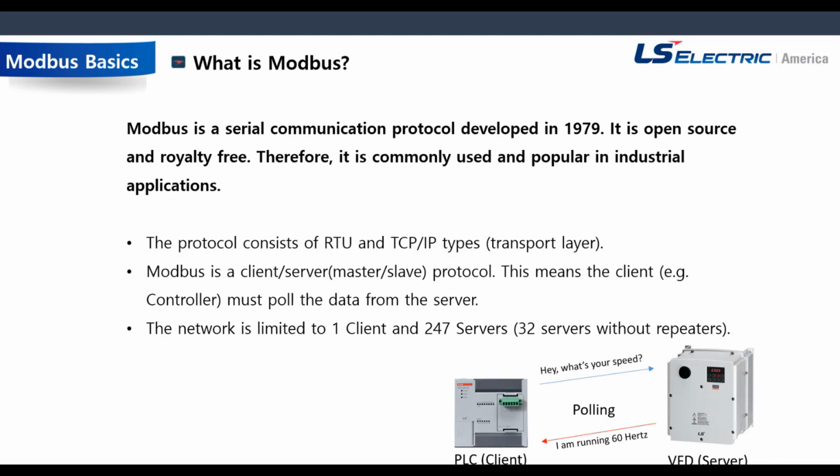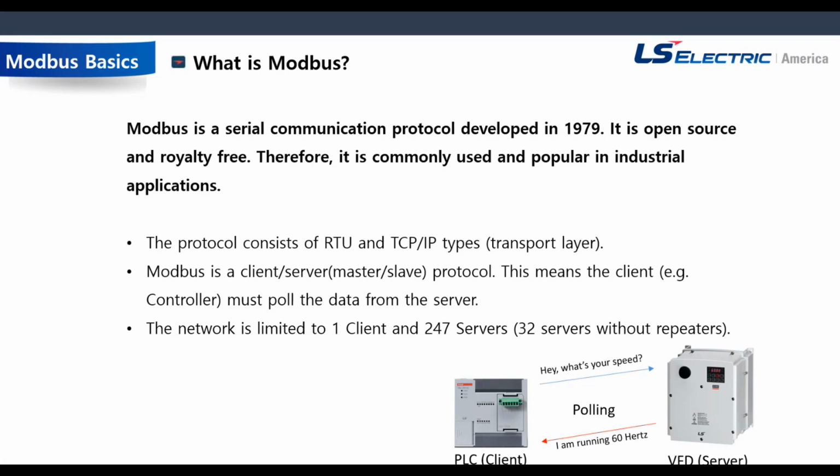Additionally, some things to note, the network is limited to one client. So that's one master. And then you could have up to 247 servers, so 247 slave devices, but you're actually only limited to 32 servers if you do not have any repeaters. Most of the time, people don't run more than 16 or 32 devices. Modbus is not the fastest network, so you are kind of limited in that. So if you have any kind of high-speed, precise application where you need data fast, usually you're not going to use Modbus because it's more basic and a little bit slower.